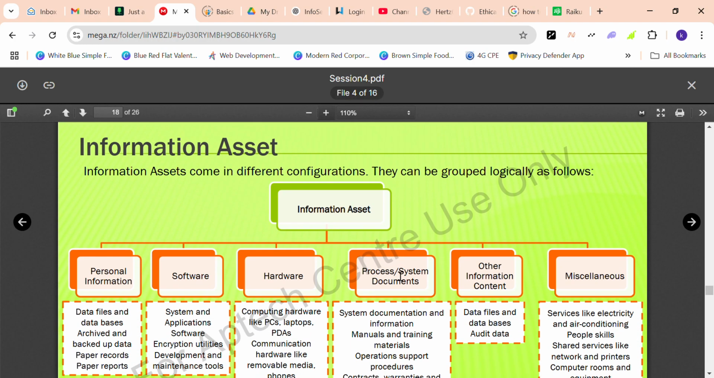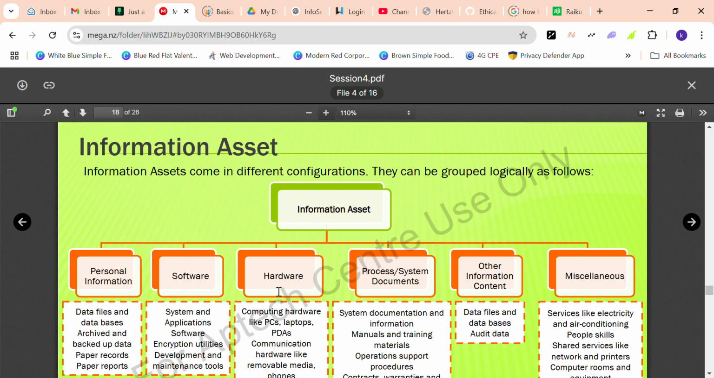Now let's talk about information assets again. Information assets come in different configurations. They can be grouped logically as follows. Number one, this is the information asset. From information assets, we have the hardware part, the software part, and the personal information stored on this software, which is installed on this hardware.